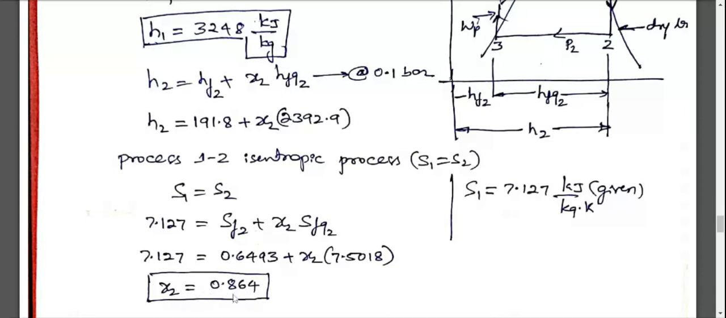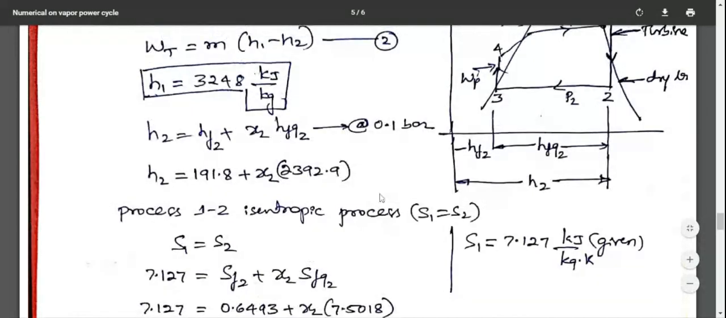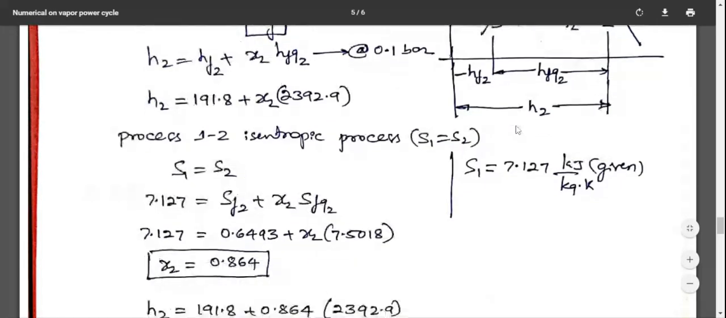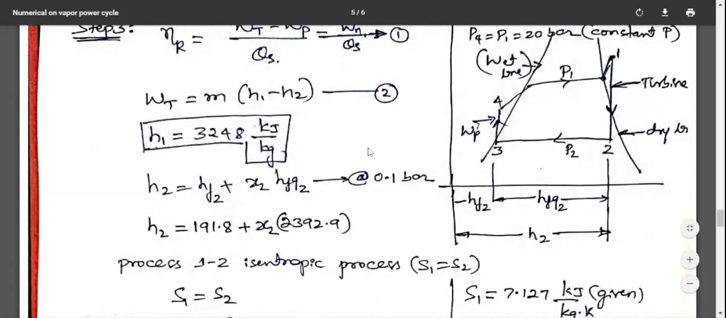So what does it mean? 86.4% is steam, and the remaining is water. So that is the reason point number 2 is nearer to water. If the percentage of water is more, it would be nearer to the saturated liquid line. If the percentage of steam were more, it could have been nearer to the saturated dry line. Sorry.